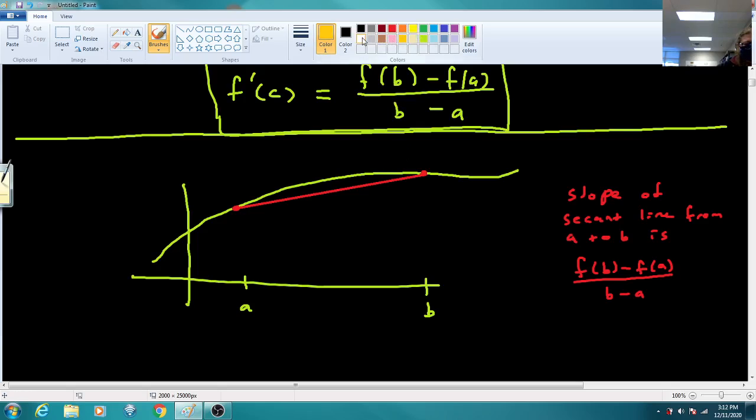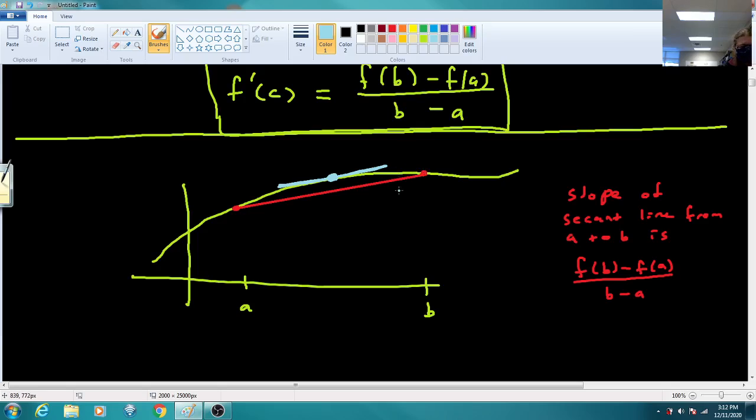What the mean value theorem says is if you have some line like this, then you're guaranteed there's at least one point where the first derivative at that point is the same. And if you remember, the first derivative is the slope of the tangent line. So the mean value theorem guarantees that there's at least one tangent line that has the same slope as the average rate of change from A to B, or the slope of the secant line from A to B.